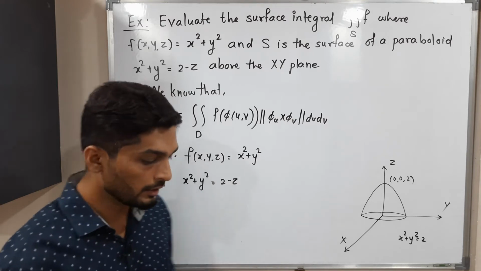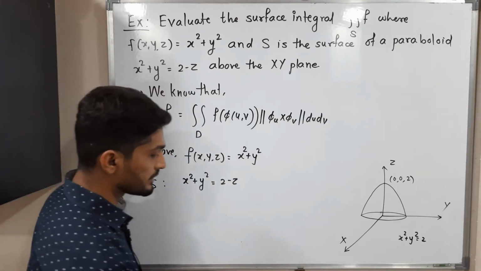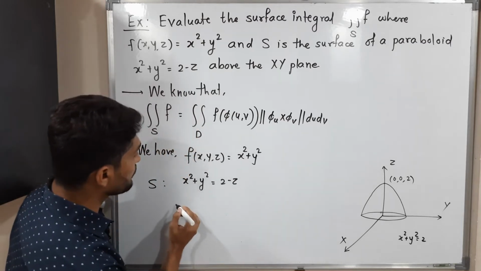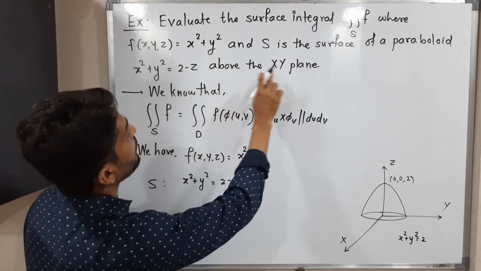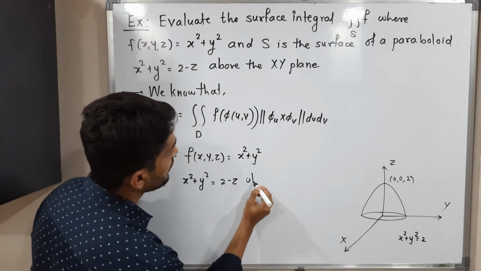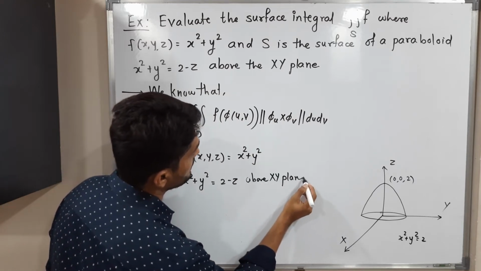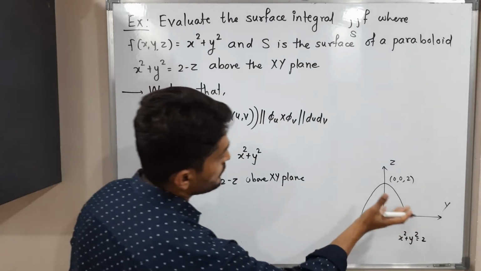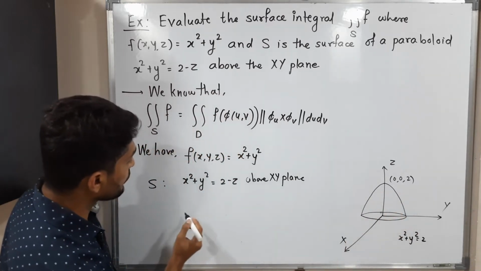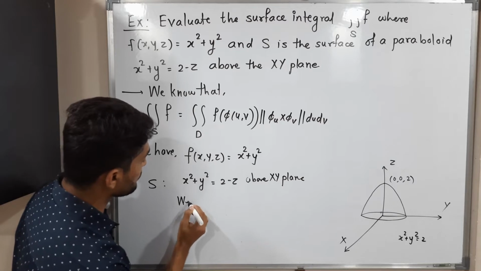We have a paraboloid here. So let us go for the cylindrical coordinate system. For that I am going to put, see what they have mentioned above the xy plane. I should mention here, above the xy plane. Yes, that sentence I should add here. So this surface we have here.